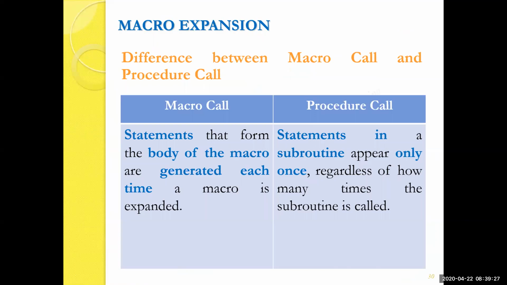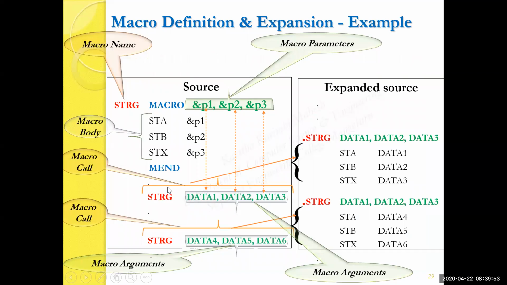Now let us see the difference between a macro and a procedure, or a macro call and a procedure call. Generally, whenever a macro call is encountered by a microprocessor, every macro invocation or macro call would be replaced with the statements that form the body of the macro. That is, statements that form the body of the macro will be generated every time a macro is expanded. For example, here we have two macro calls. For every call, the statements that form the body of the macro will be generated.